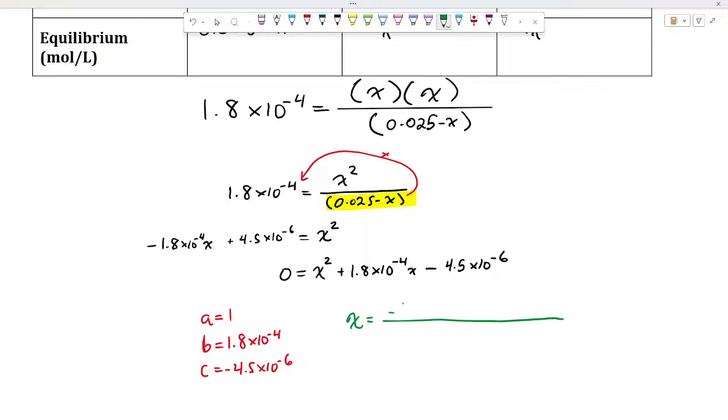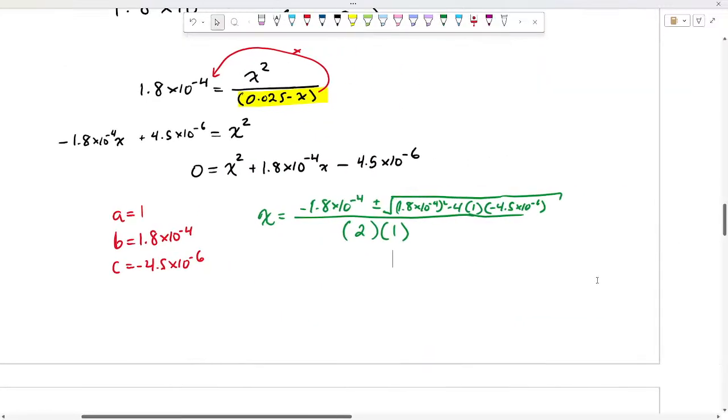Well, let's do it. Negative 1.8 times 10 to the negative 4 plus or minus the square root of 1.8 times 10 to the negative 4 squared minus 4 times 1 times negative 4.5 times 10 to the negative 6, all over 2 times 1. Okay. Ooh, she ugly. Right? That is ugly stuff. We got to be good with our calculators here. We good with our calculators? Good.